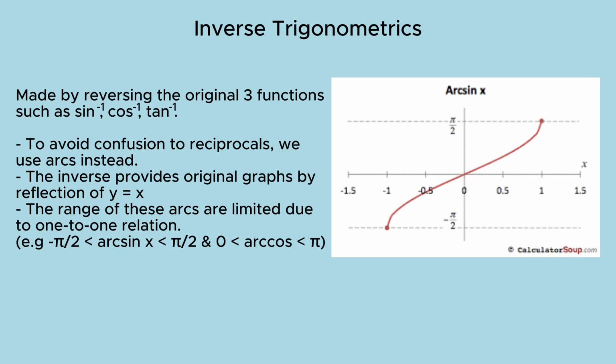So for inverse trigonometrics, all you need to realize is that if your original function is sine, like I said earlier, the inverse is arc sine. If it is cos, then the inverse is arc cos. The same will occur with tangent. So if the original function is tangent, then the inverse is arctangent. And that is how you do inverse trigonometrics.